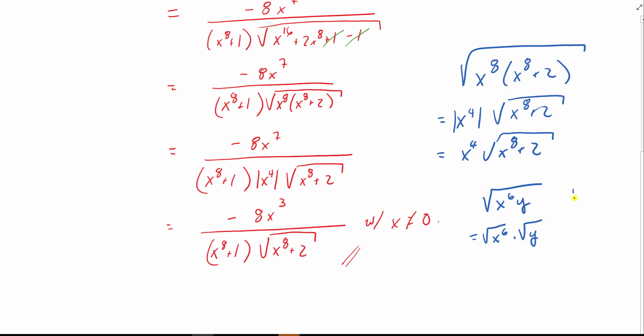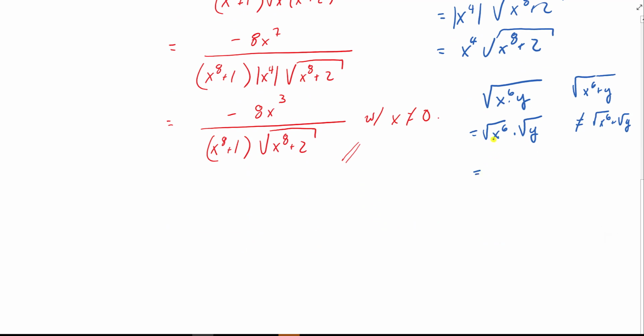Now be careful. If we had x to the 6th plus y, that would not equal the square root of x to the 6th plus the square root of y. So what do square roots do? Square roots distribute over the operation of multiplication this way, but square roots do not distribute over the operation of addition. So be careful with that.